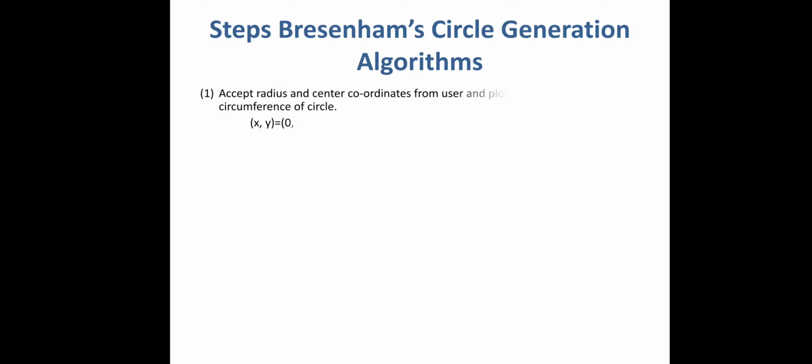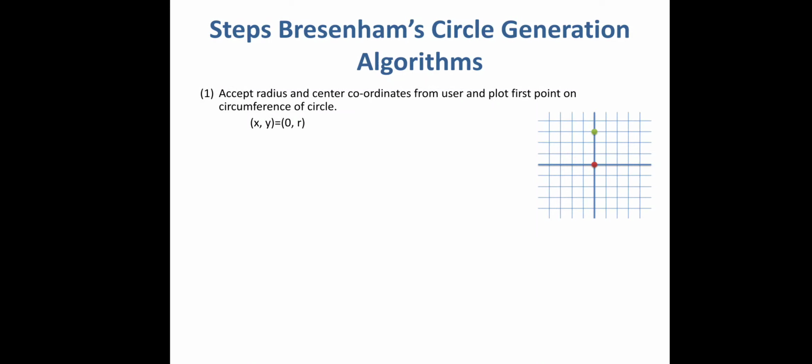So this we have to put into the steps. You can see, first of all I will accept the radius of a circle, that is 0 comma r, right. This is the 0, this is the radius, right. So I have accepted 0 comma r. After that we will calculate the initial decision parameter.